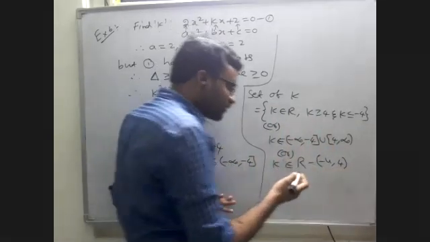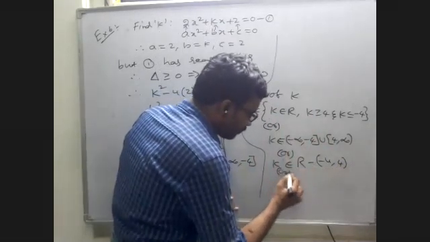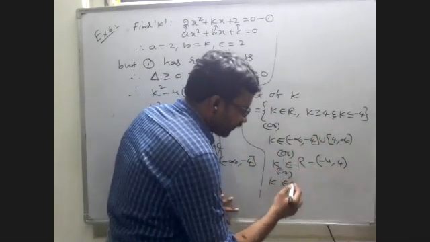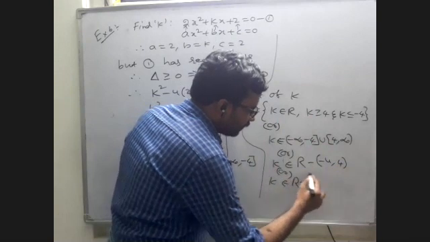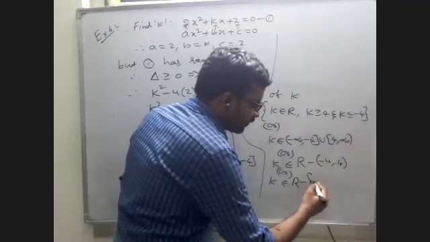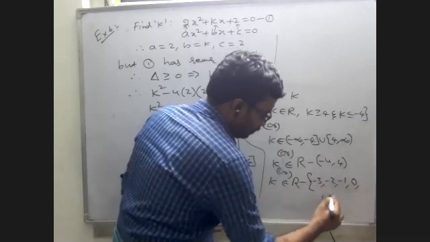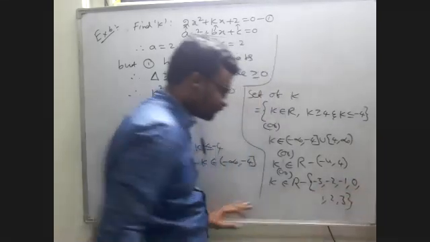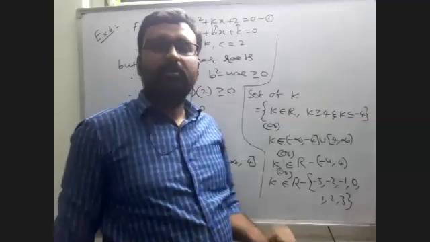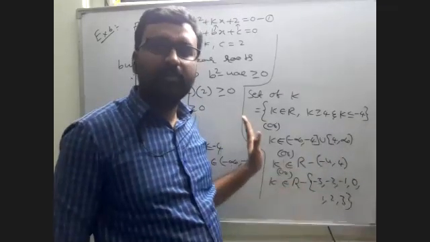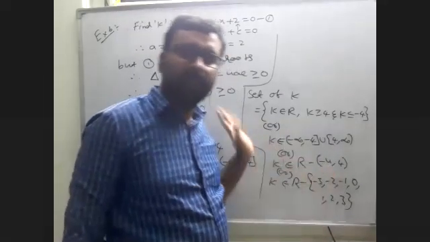Or you can write like this also. K belongs to, or K equal to, R minus the set with flower brackets: minus 3, minus 2, minus 1, 0, 1, 2, 3. So these values are not satisfying this K value. That's why we are subtracting from real numbers.